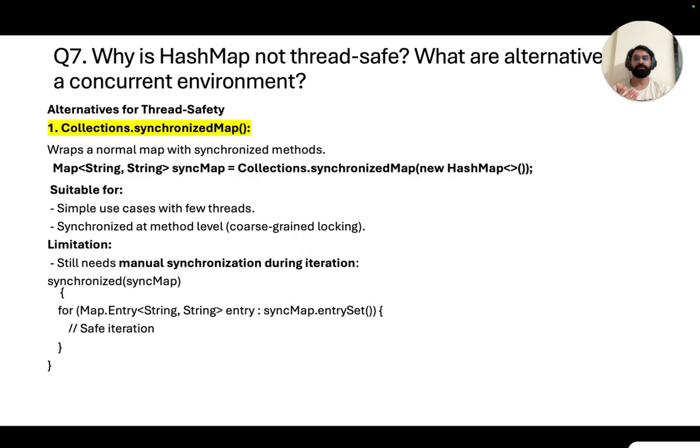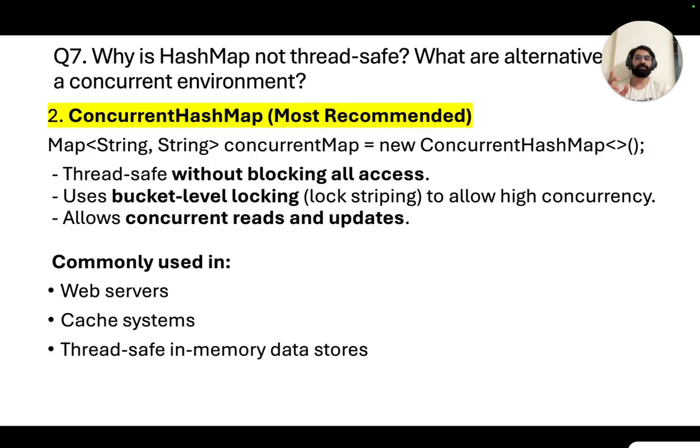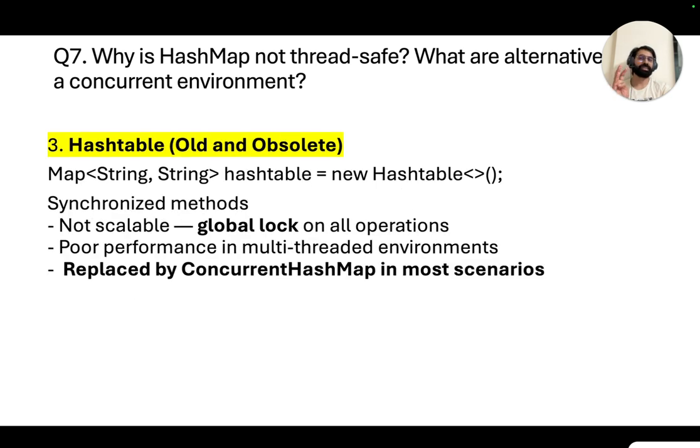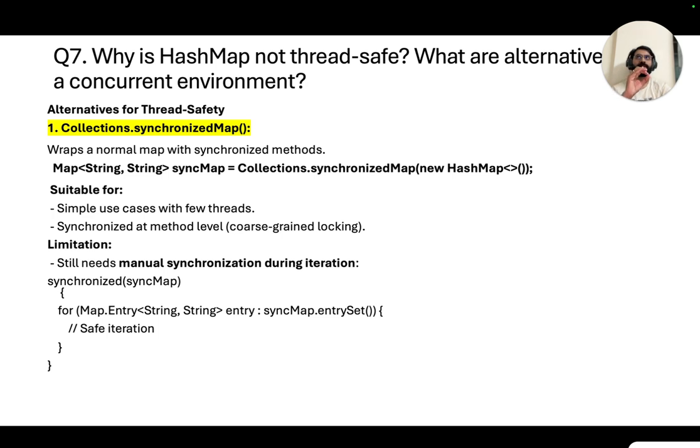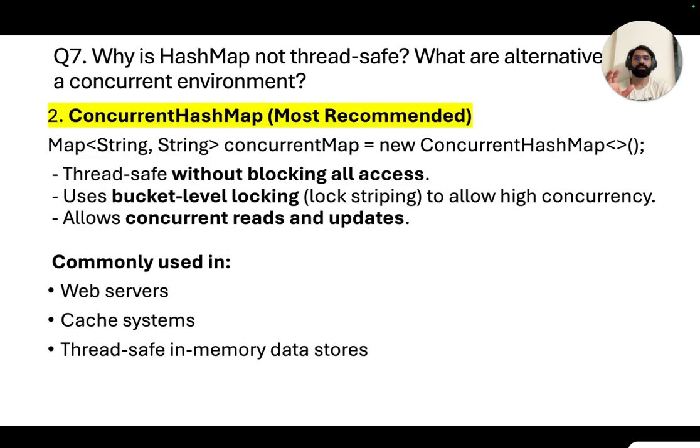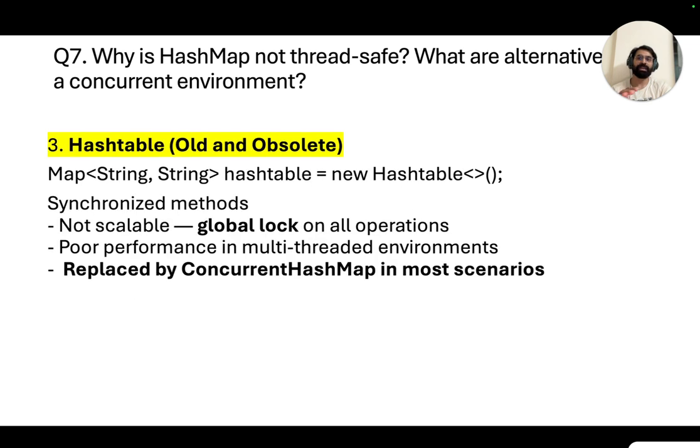The next question may come: how can you handle this? You can handle this by using Collections.synchronizedMap. Second, you can use ConcurrentHashMap. Third, you can use Hashtable. So these are the three ways. If you have to use HashMap in a multi-threaded environment, then in place of HashMap, try to use Collections.synchronizedMap or ConcurrentHashMap or Hashtable.